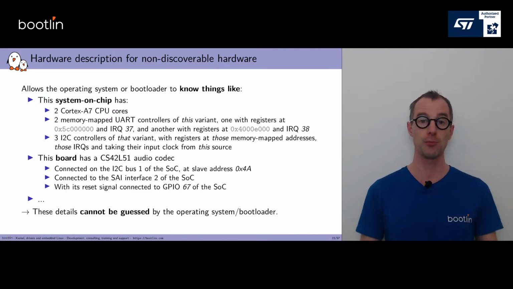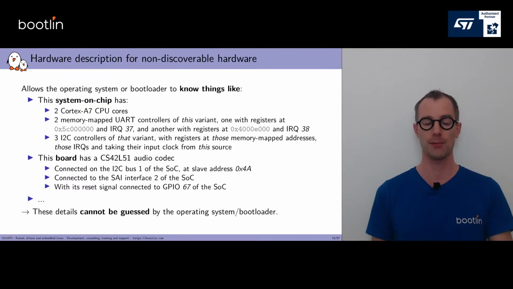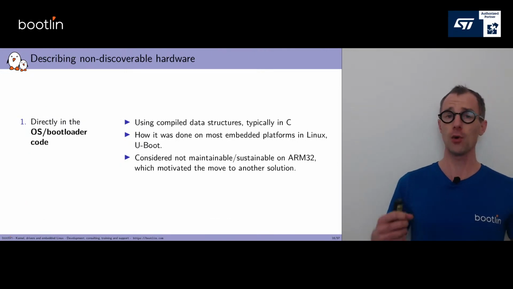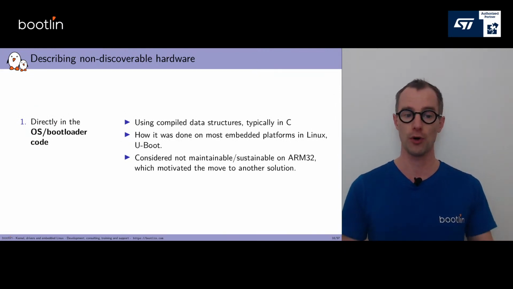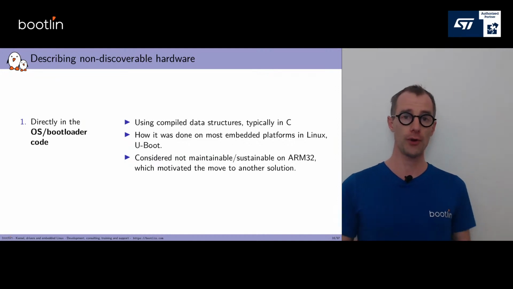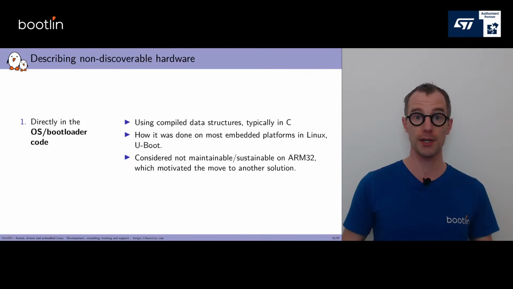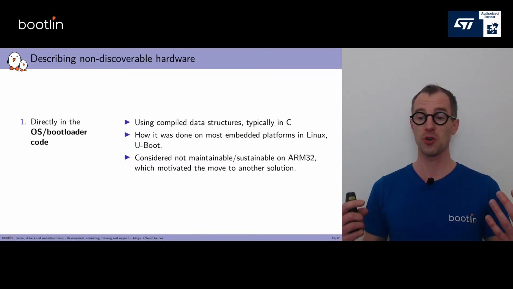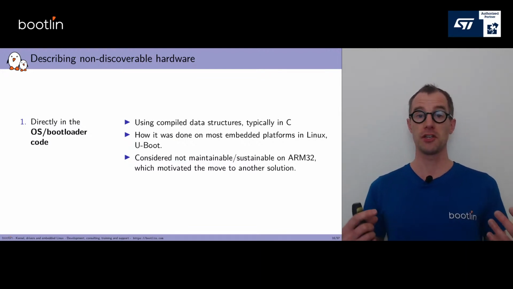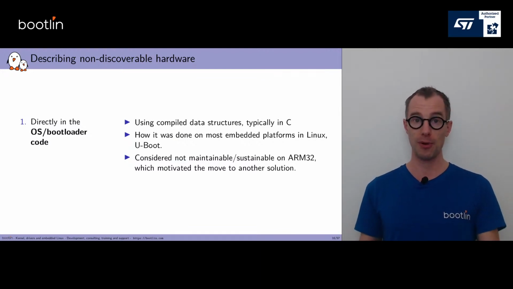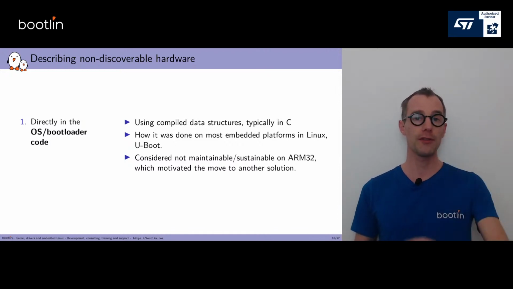All those details simply cannot be guessed or figured out at runtime, at boot time, by the operating system or bootloader. So how do we provide this information about non-discoverable hardware to our operating system or bootloader? The first possibility is to simply hard-code it directly into the operating system or bootloader code using compiled data structures, typically in C. And that is how it was done typically in the Linux kernel for ARM platforms. We were writing C data structures, each describing one device after the other.